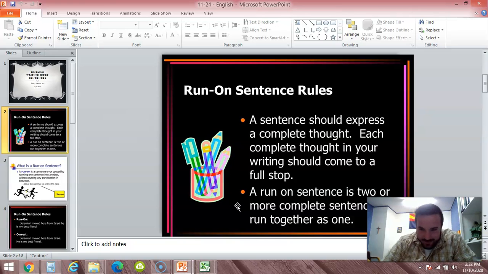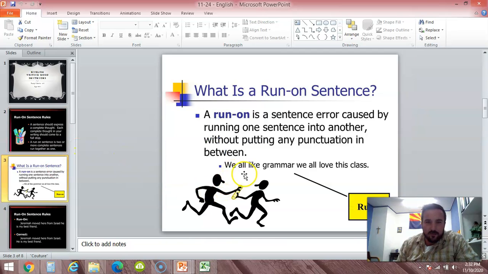You can't do that. Our brain is made to have things in order. And so it comes to a complete stop with a sentence for one thought. And then if you have more things to share, great, but start a new sentence. You can't have two thoughts in one sentence. We all love this class. That's a run-on sentence. It should say, "We all like grammar, period. We all love this class, period." You see how it should be two different thoughts and two different sentences.